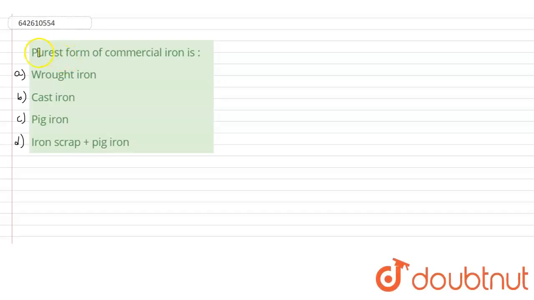Hello, so the question says: the purest form of commercial iron is? So we have to tell the purest form of commercial iron. The options are: A, wrought iron; B, cast iron; C, pig iron; and D, iron scrap plus pig iron. So let's try to solve this question.